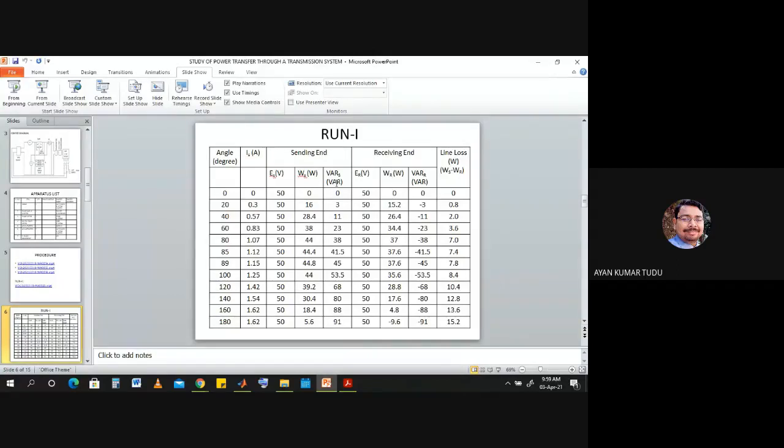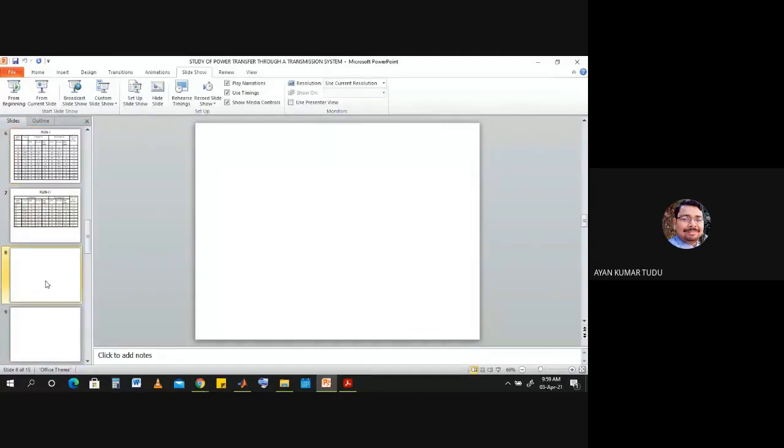But see, the values of VAR S and VAR R are actually given. How are they found out? They are found out from the power circle diagram. We'll be drawing the power circle diagram, and from it we'll be finding out these values. Now let us see how we can find out the power circle diagram.